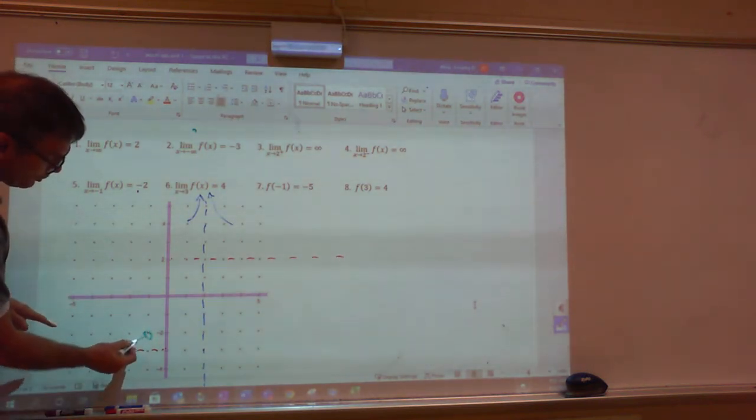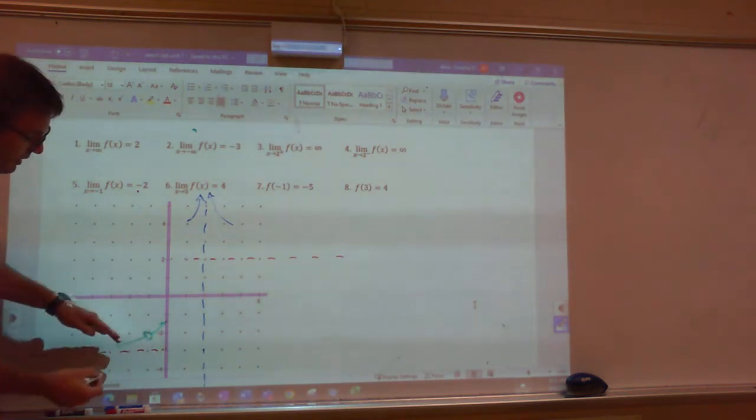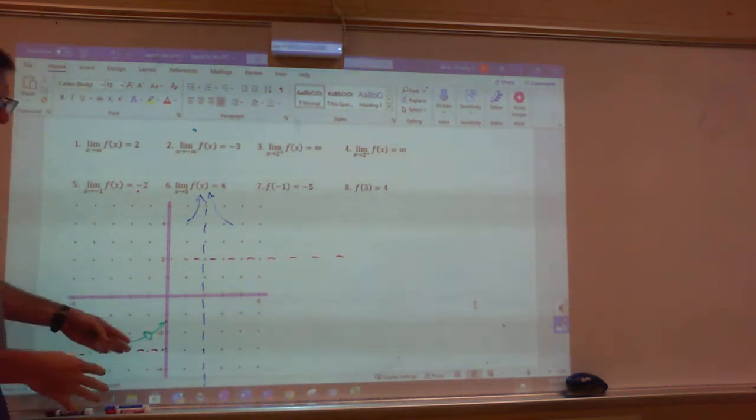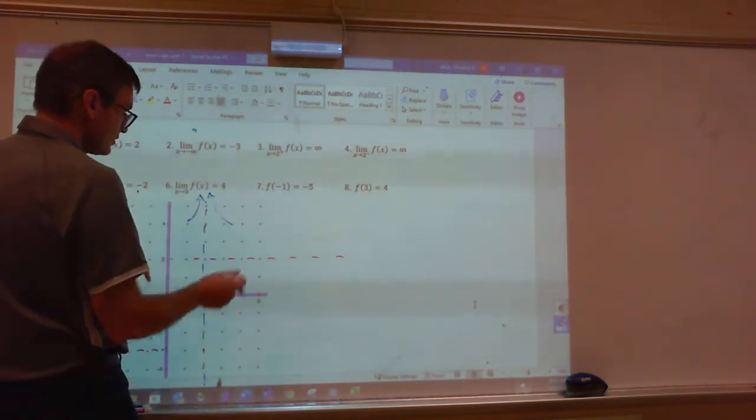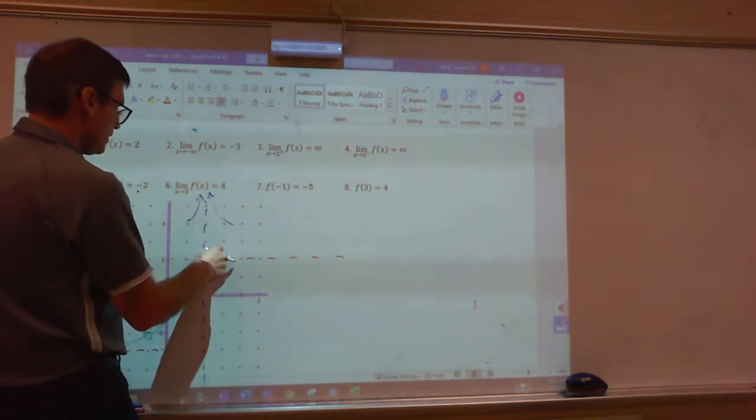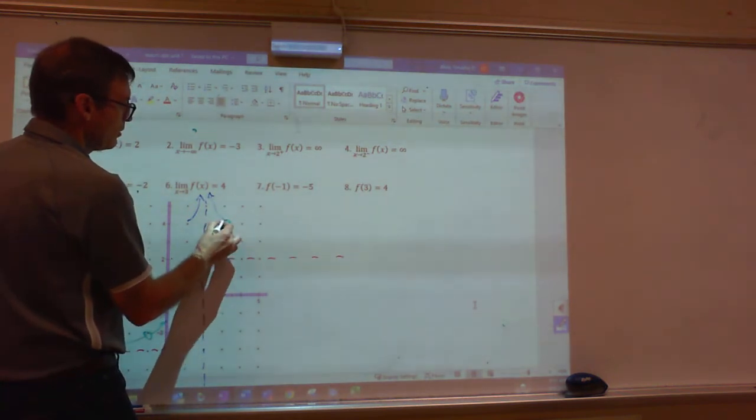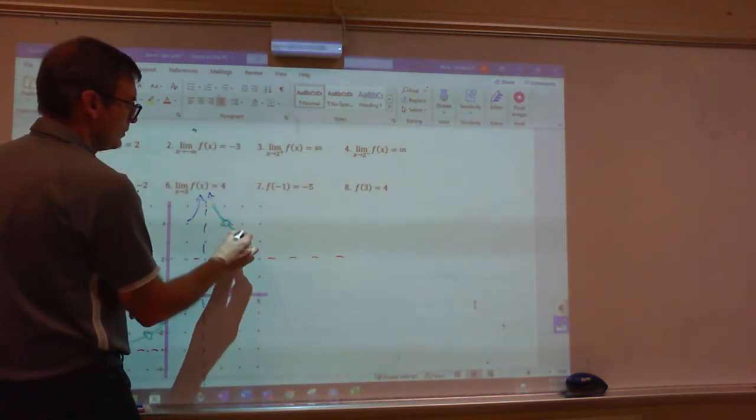And I know that the graph's moving around. It's not just a dot. I have stuff around it. This is telling me the limit as x approaches 3 is equal to 4. So as I go to 3, this goes to 4. So I get a dot here, and we do this. Right?